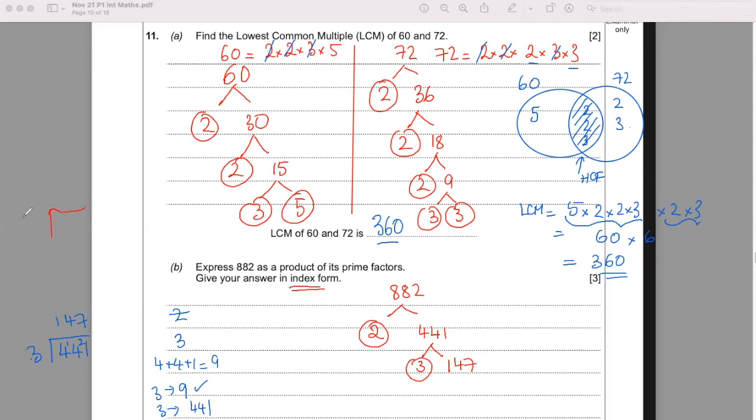So I can try 3 again. Okay, how many 3 go into 1? None. Remainder of 1. How many 3 goes into 14? 4. Remainder of 2. How many 3 goes into 27? Nice. So that's very nice there. It's 49. And then you got 7 and 7. Okay, so your 882 is 2 times 3 squared times 7 times 7, so 7 squared. And that is your final answer.